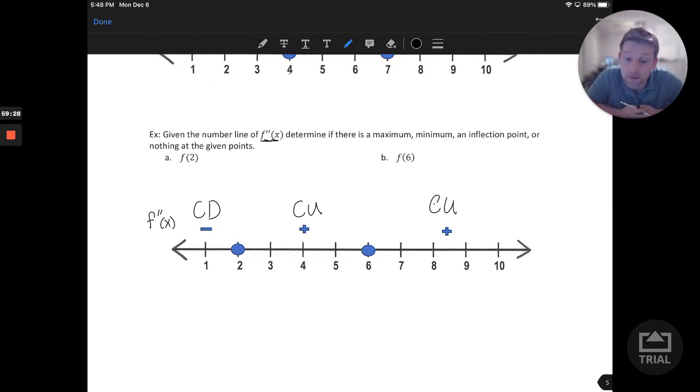So if I considered f of 2, this is where we go from concave down to concave up. So in other words, if I had concave down to concave up at this point, we consider that as, again, a change in concavity. So f of 2 would represent an inflection point, a change in concavity.